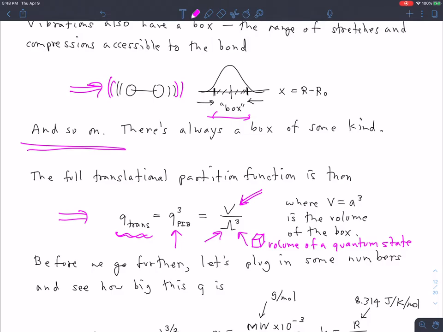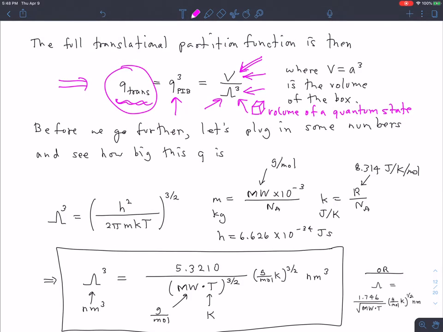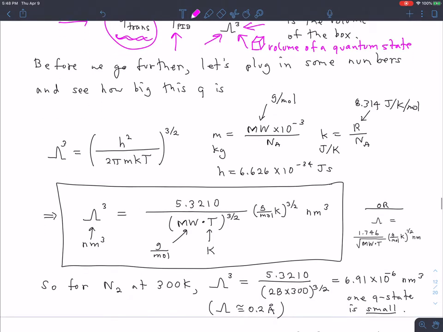And that leads us to the question of how big this thing is. How small are those little quantum states? How big is that volume? How many quantum states are there? For a single molecule, remember this is for a single molecule, not for Avogadro's number of molecules, just for a single molecule. How many quantum states are there? Let's do the calculation now, finally.